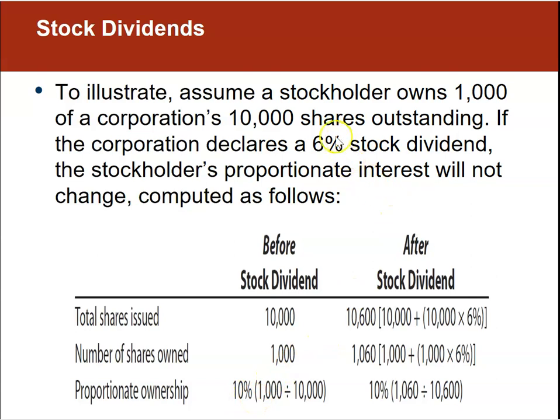But now, by issuing this stock dividend, there are a total of 10,600 shares issued. Okay, and then if we were to take 10% and add that, that'd be 60 shares. So now that person owns 1,060 shares. They own 1,060 shares out of 10,600 shares. They still own 10% of the company's stock.